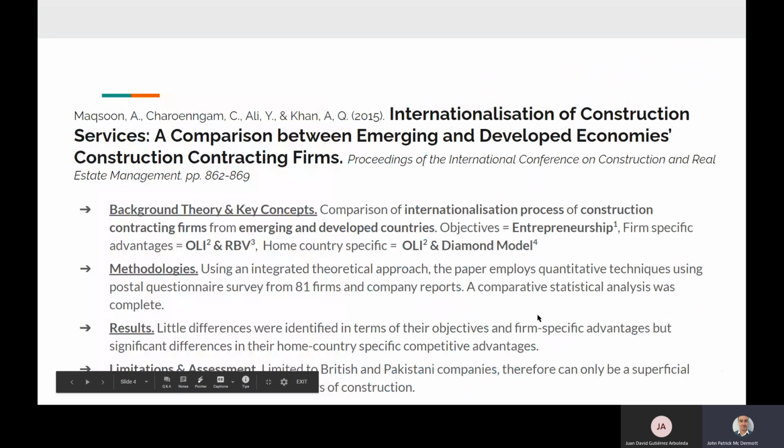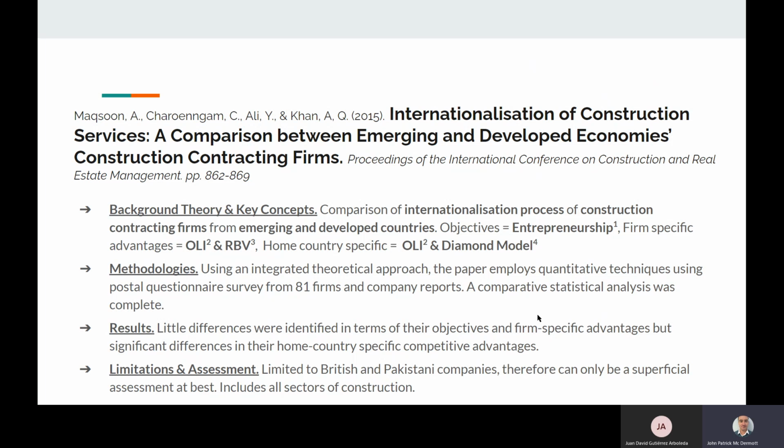The second paper that I'd like to present is the internationalization of construction services, a comparison between emerging and developed economies' construction contracting firms. So the background theory and the key concepts: this is basically a comparison of the internationalization process of construction contracting firms for emerging and developed countries.